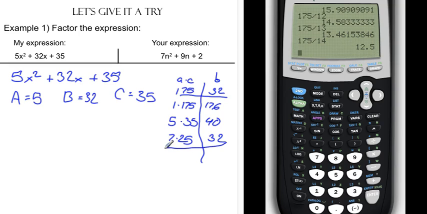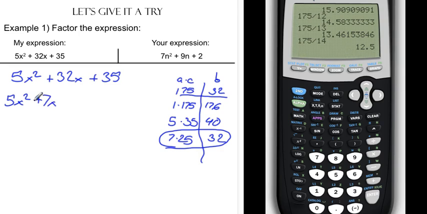So these numbers right here are the ones that I'm interested in. And these two numbers right here are what I'm going to split my b part into. So it's 5x squared, and now I have these two numbers plus 7x plus 25x, and then the 35 just hangs out on its own. And now, once I'm at this point, all I do is factor by grouping, just like I did in the previous video.